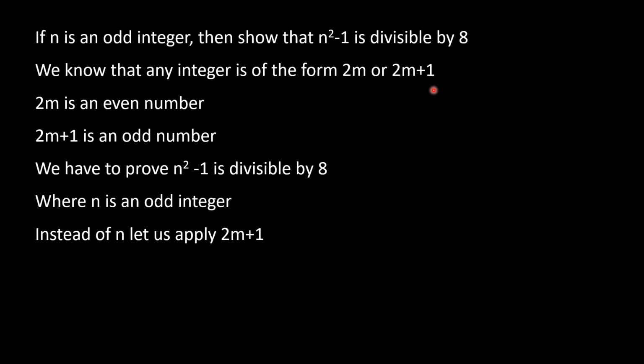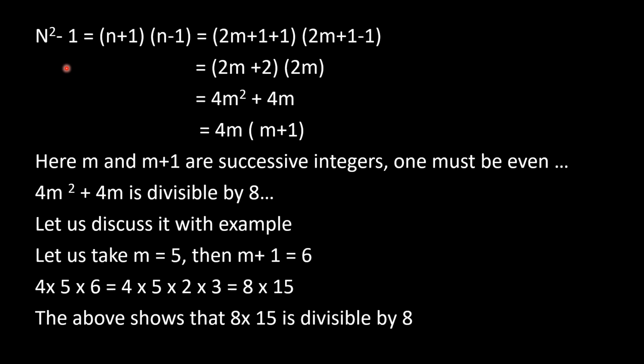So the integers are of the form 2m or 2m plus 1. You see, 2m is an even number and 2m plus 1 is an odd number. And we have to prove that n square minus 1 is divisible by 8, where n is an odd integer. Okay, so instead of this n, let us apply 2m plus 1 here, right? We know the odd integer can be represented by 2m plus 1. N square minus 1 can be written as n plus 1 into n minus 1.